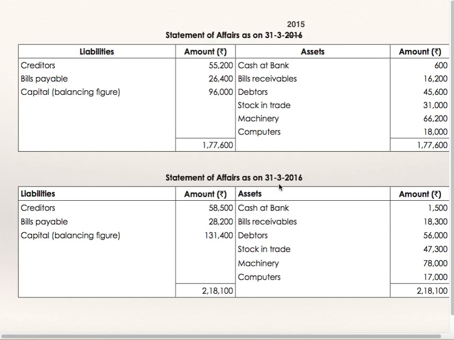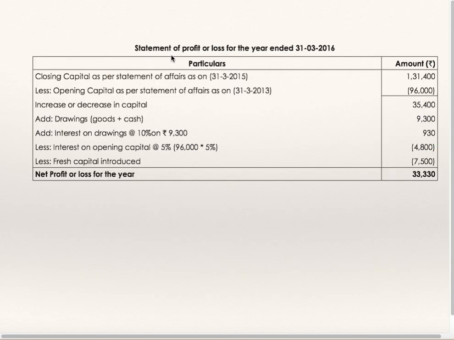Statement of affairs closing as on 31st March 16. Cash at bank, bills receivable, debtors, stock in trade, machinery, computers. All figures are given. Total is 2,18,100. Put it under liabilities column. Creditors and bills payable are given. Capital is balancing figure. 1,31,400 is closing capital. 96,000 is opening capital.